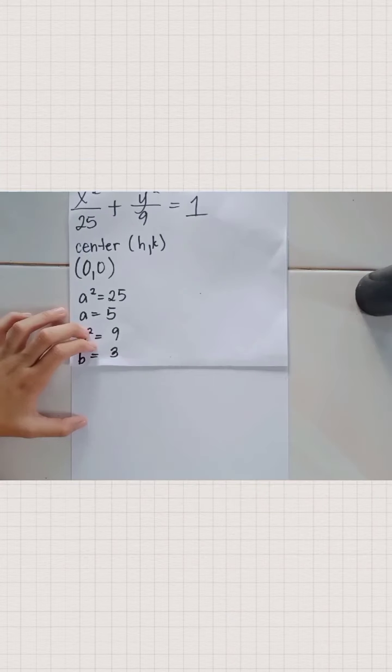So now, let's solve for our foci. c equals the square root of a squared minus b squared. Let's just substitute: 25 minus 9. 25 minus 9 is equal to 16. So what is the square root of 16? Yes, it's 4. So now our center is (0, 0). Here it is.